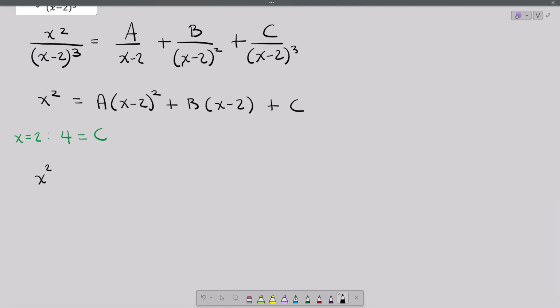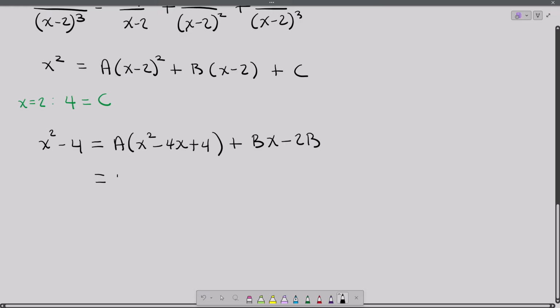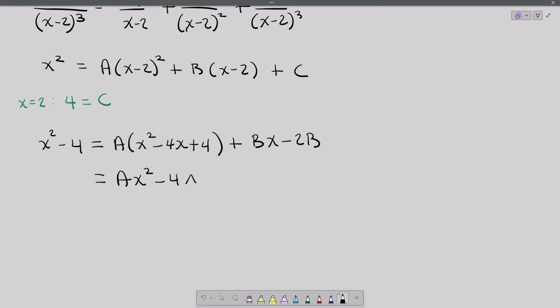Because there is no unknown over here, I'm going to move it to the left. So I'm moving that 4 over to the left. Plus 4 on the right means minus 4 on the left. And then on the right, I'm going to multiply this out. So x squared minus 4x plus 4, this is going to be bx plus negative 2b. So now we're converting back to the traditional method. So let me just multiply this all out, and then we'll equate our coefficients.